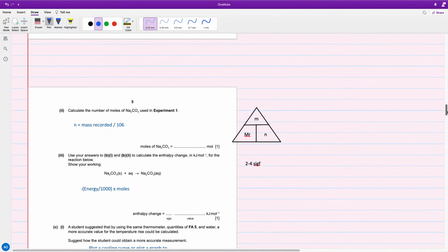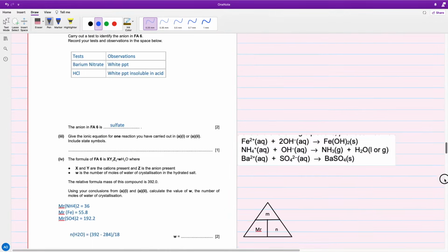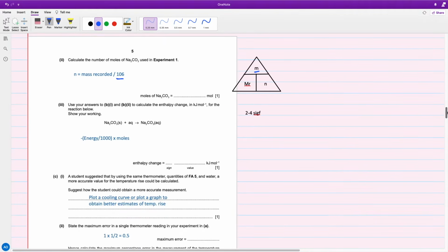Alright, so we want to calculate the number of moles. That's easy, so that's just the mass over the molecular mass, and the 106 we got from the periodic table, which is all the way at the bottom. So you have 2 sodiums, 1 carbon, and 3 oxygens. You add up their atomic mass and it'll give you 106.